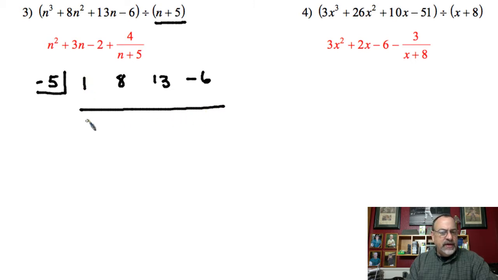Draw my line, bring down the first number, and then multiply and add. So -5, and that's going to be 3. So -15, that's going to be -2. 10 and add is 4.